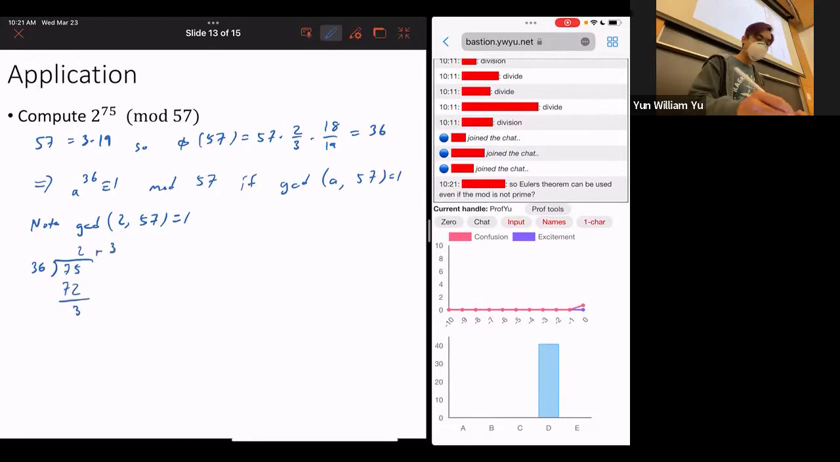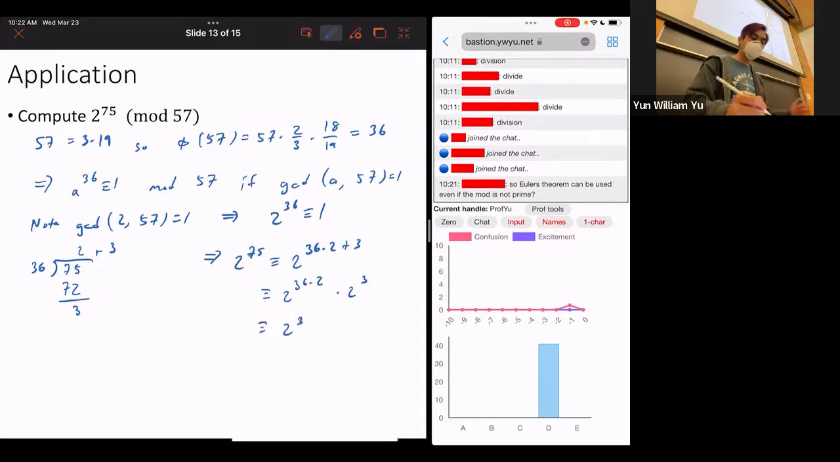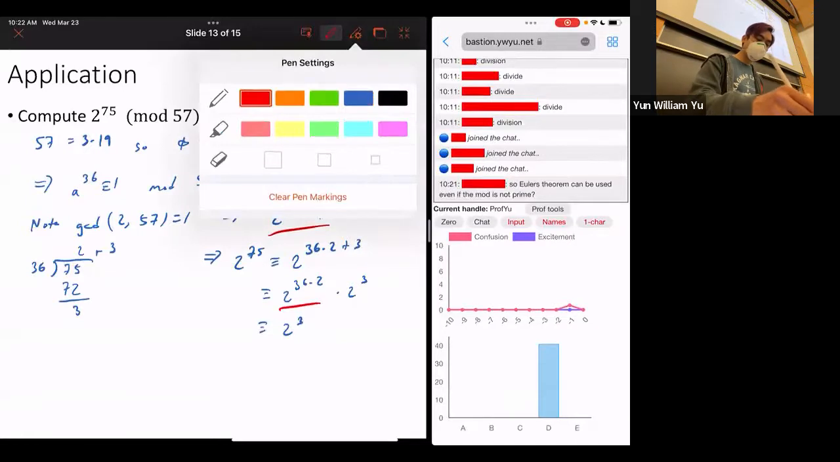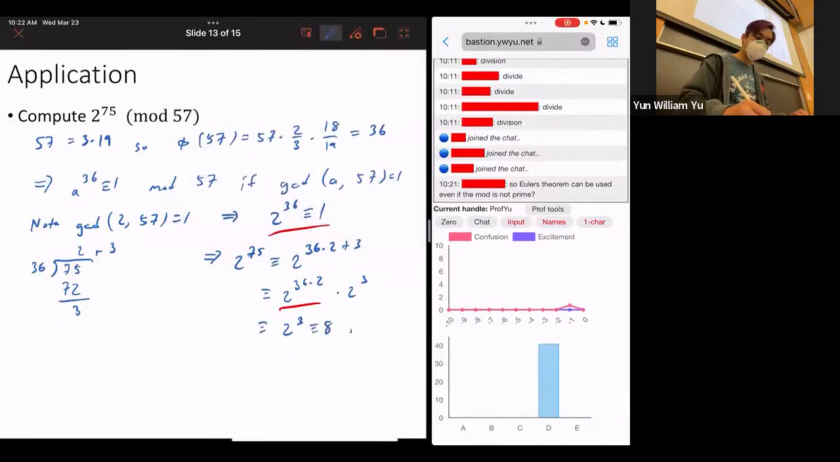So this implies that 2 to the 36 is congruent to 1. And this implies that 2 to the 75 is congruent to 2 to the 36 times 2 plus 3, right? I mean, you're just doing the same thing, dividing with the remainder, which is congruent to 2 to the 36 times 2 cubed, which is congruent to just 2 cubed, because 2 to the 36 is just equal to 1. And so then this is congruent to 8 mod 57.